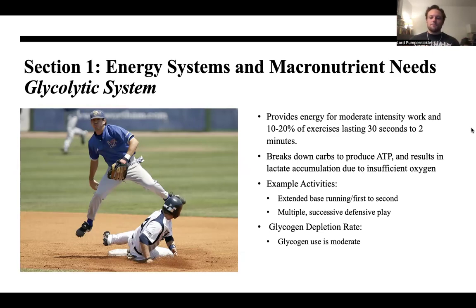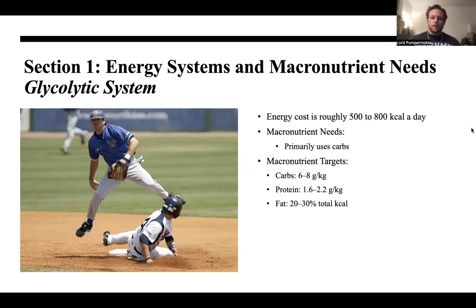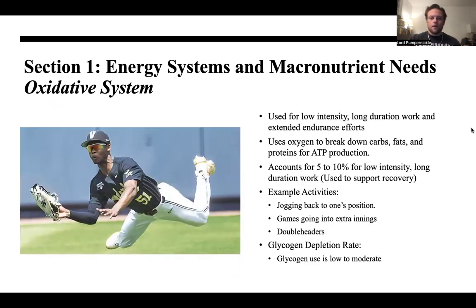Its glycogen use is moderate. Its energy cost is roughly 500 to 800 kilocalories a day. It primarily uses carbs, and a good carb range to properly optimize this system is 6 to 8 grams.